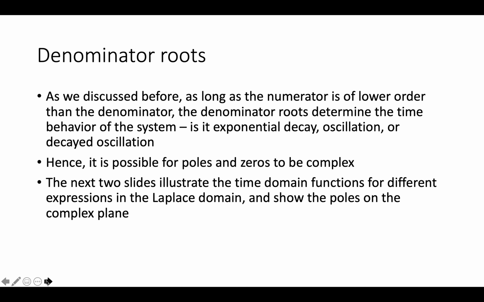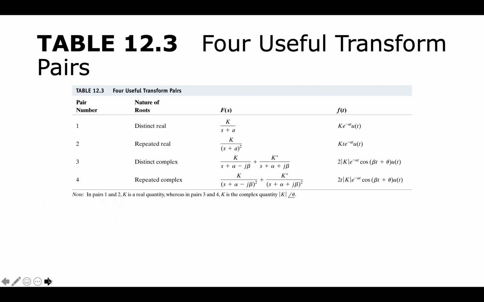And the next 2 slides give an illustration of what the time domain function looks like for different expressions in the Laplace domain. So this is just a table from your book. When you have a term like a constant over s plus a, that's exponential decay. S plus a squared is exponential decay times the ramp. Distinct complex roots look like a damped cosine, distinct complex roots squared, a damped cosine times a ramp.